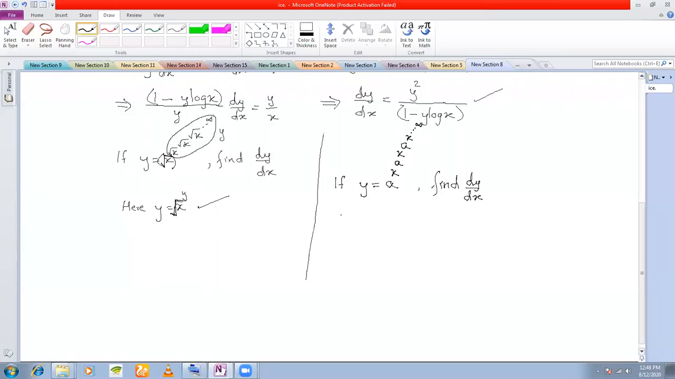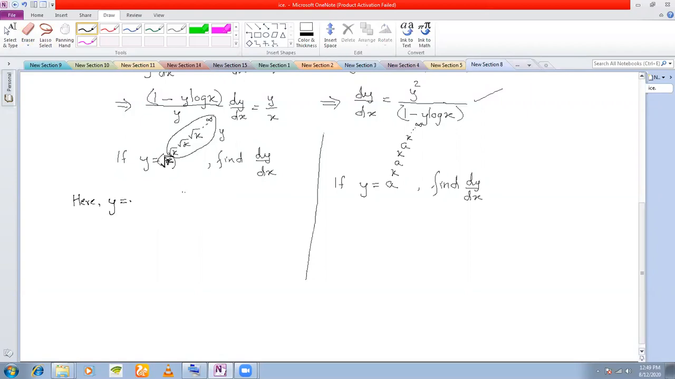Yes or no? Let's come to the previous problem here. y was given to be root x to the power of root x to the power of root x and so on. So here what is y?